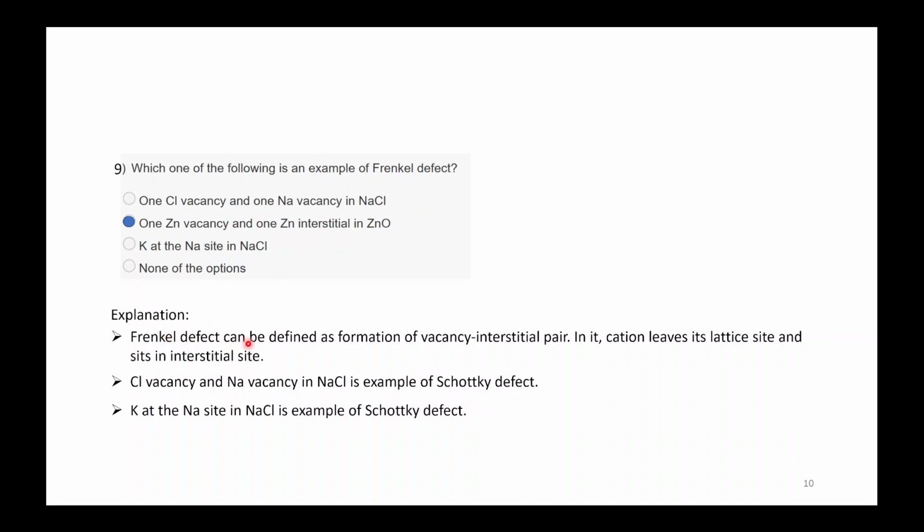Frenkel defect can be defined as the formation of a vacancy interstitial pair. In it, a cation leaves its lattice site and sits in the interstitial site. In case of chlorine vacancy and sodium vacancy, it will be a Schottky defect because there is a pair of vacancies. In case of K at a sodium site in NaCl, it is again an example of Schottky defect.